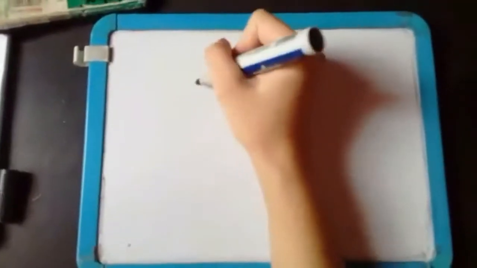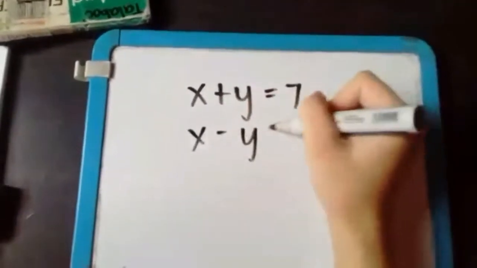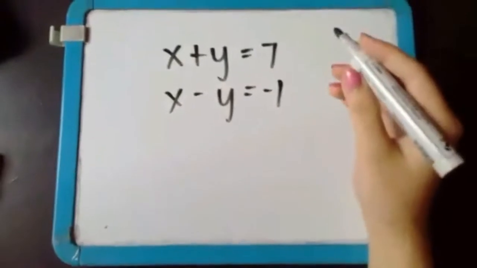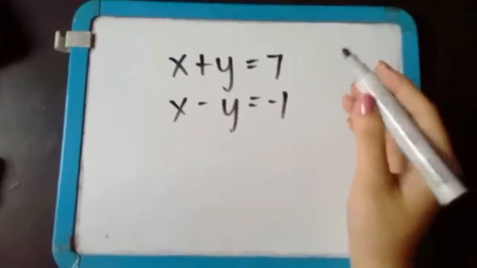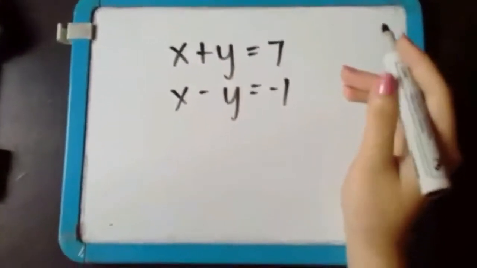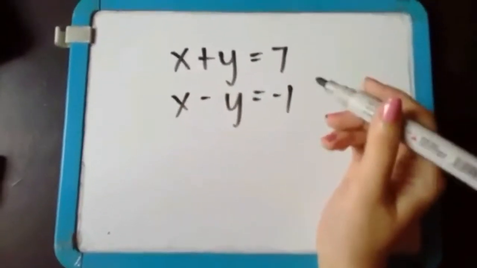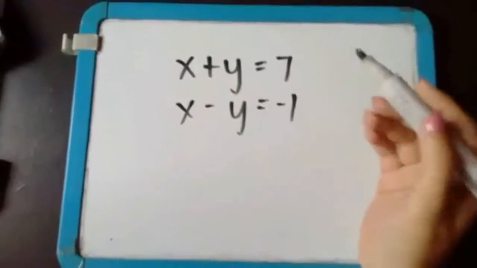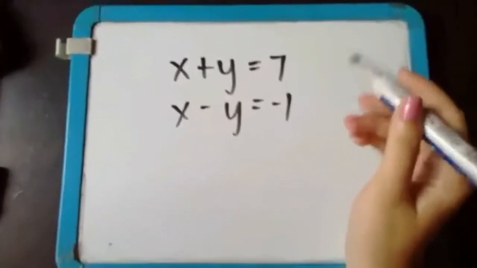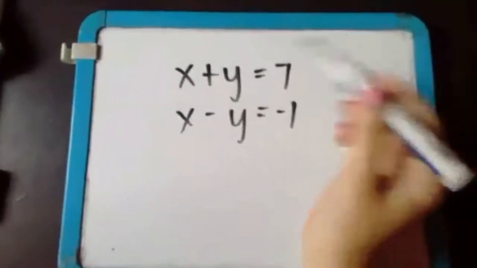First example is x plus y equals 7 and x minus y equals -1. So the first thing we have to do is to eliminate one pair of variables. It can be either x and x or y and y. So since x is here, we're going to eliminate x first. To eliminate a variable, we have to choose either addition or subtraction to make the sum or difference 0 so that we can eliminate it. So we're going to do subtraction here.